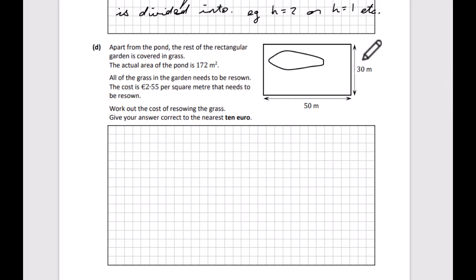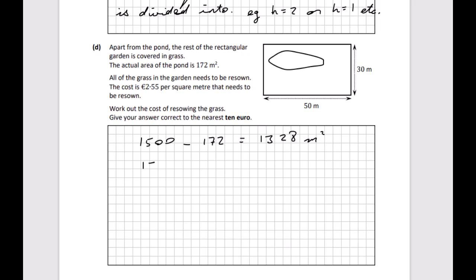So this area around here is what we're talking about. You obviously can't sow grass in here, that's the pond. So we need to take the whole area, subtract the area of the pond, and that gives us the area that we're going to sow. So we're going to take 1,500 meters. We're going to subtract the 172 meters. That gives us 1,328 square meters of grass that can be sown.